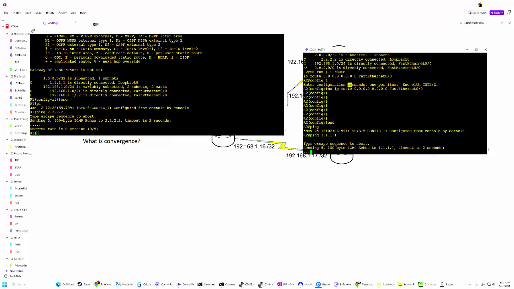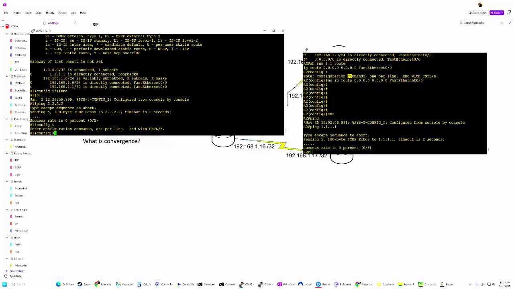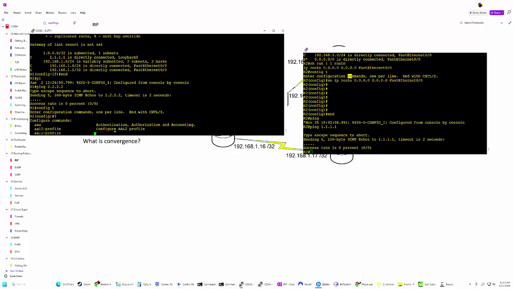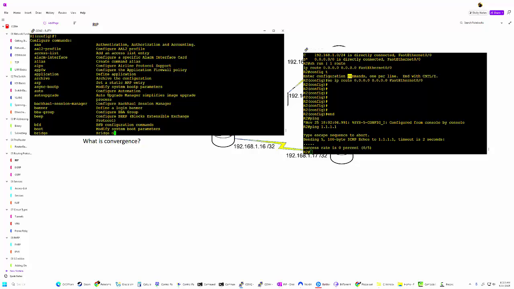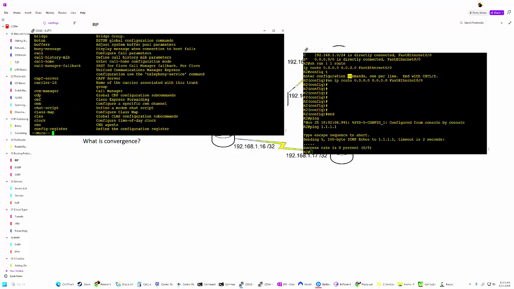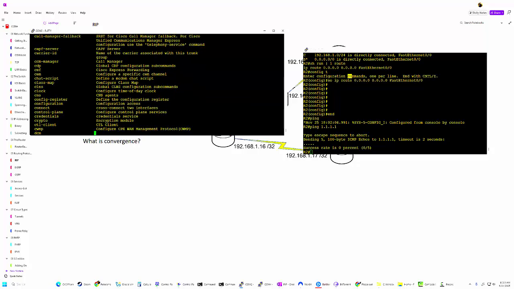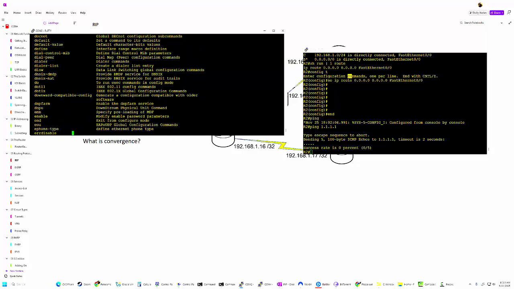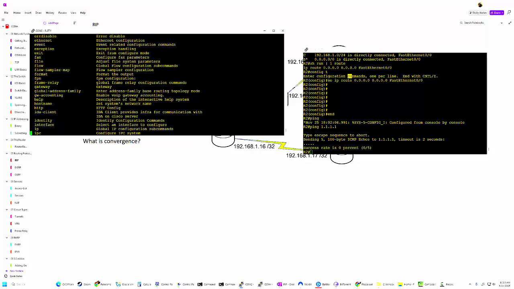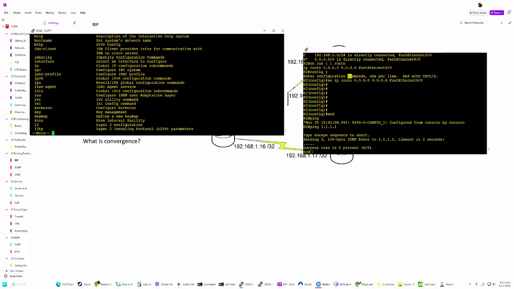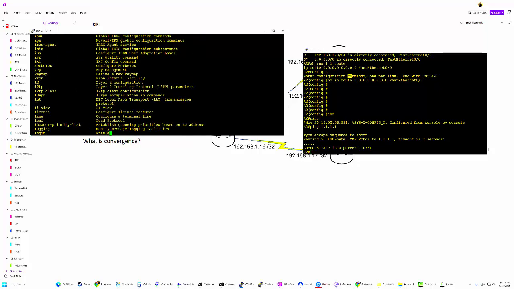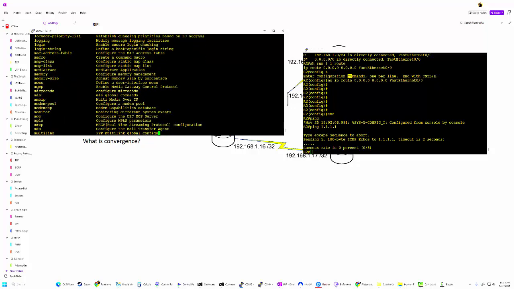Now, let's configure RIP. Let's actually look at our question mark or our syntax and read the description. Sometimes these descriptions of the commands are vague. Sometimes they're very helpful. I can't tell you how many times I've used a command I had never used before just by reading the description.